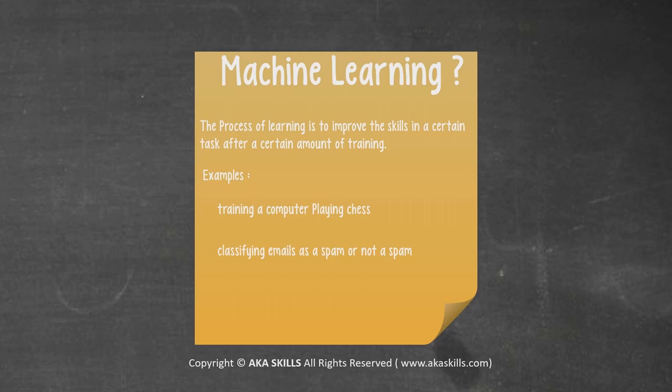Another very famous example is classifying emails as spam or not spam. For example, if you have ever wondered how your service provider, for example Google and Gmail, classifies your emails so precisely into spam and not spam, it's a machine learning algorithm doing that. And by the end of this course, you're going to be able to do that also.